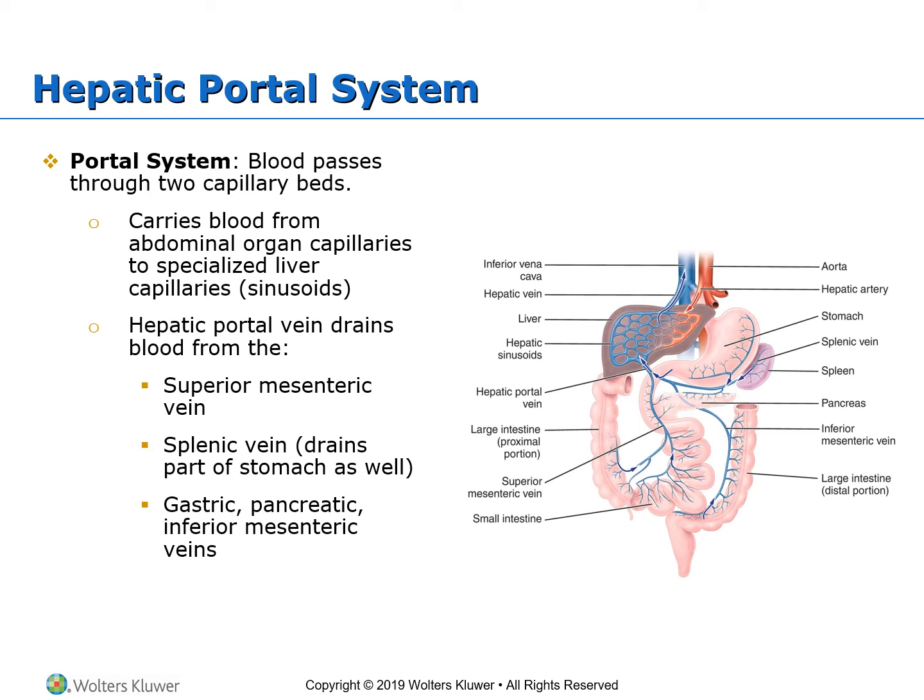So we have the splenic vein, the gastric, pancreatic, inferior and superior mesenteric vein, that will all join together to make a big vein that is called the portal vein. And instead of connecting directly to the cava, this portal vein will enter the liver.